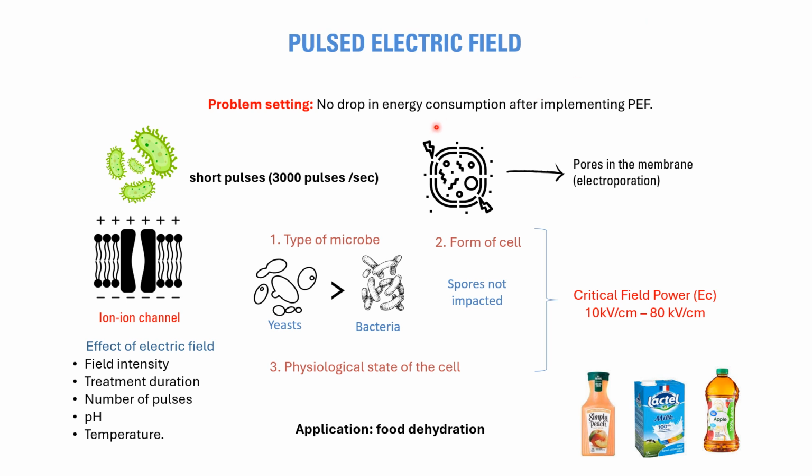Okay, a dry fruit manufacturer did not see significant reduction in energy consumption after incorporating pulsed electric field as a pre-treatment in his drying line. So first, let's look at the current application of pulsed electric field in food industry. In food industry, it is currently used to pasteurize fruit juices as it helps in better nutrient retention.